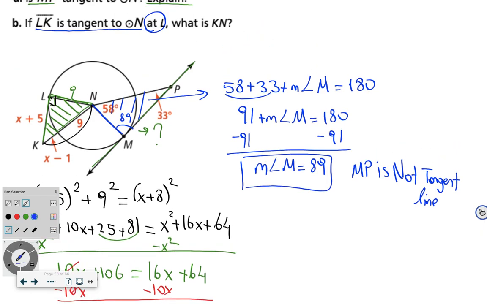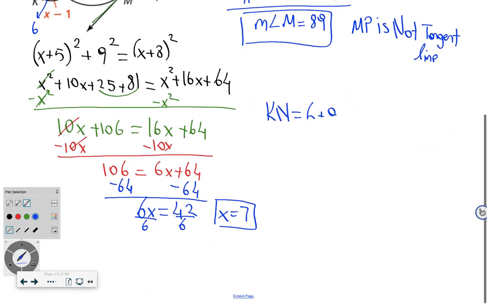It says that KN, the question is asking KN. We found the x value. So this part is 6, but KN will be 6 plus 9. 6 plus 9 will be equal to 15.